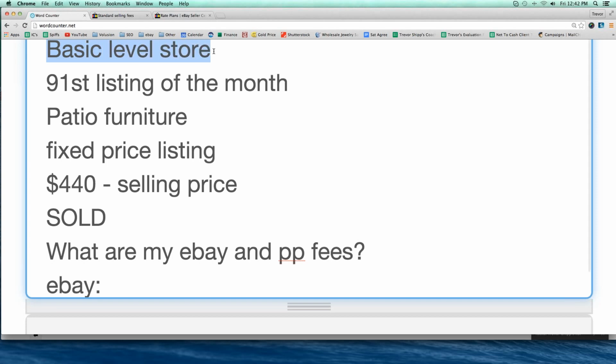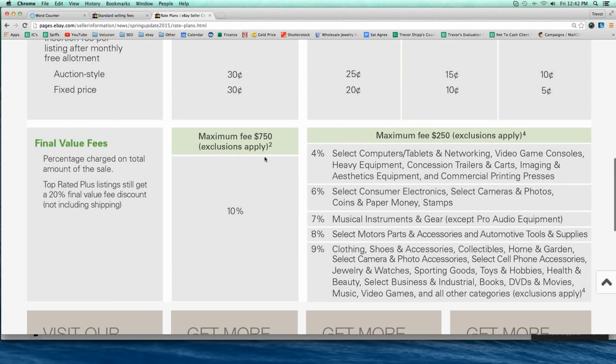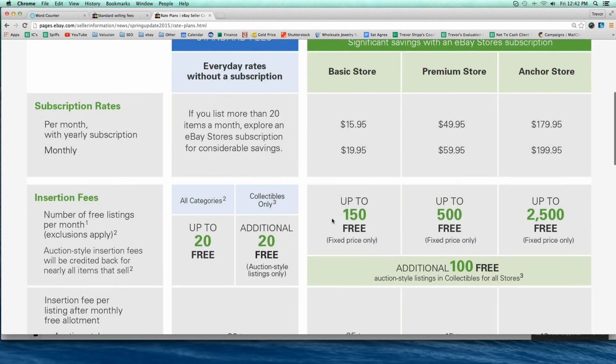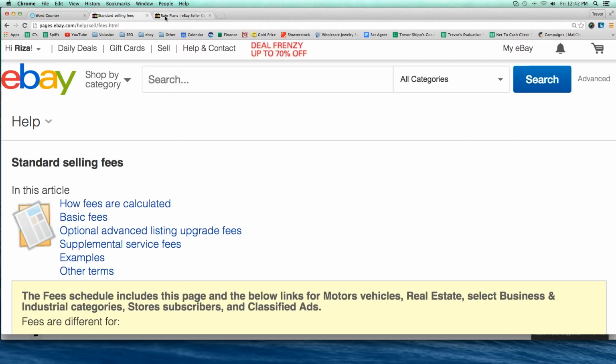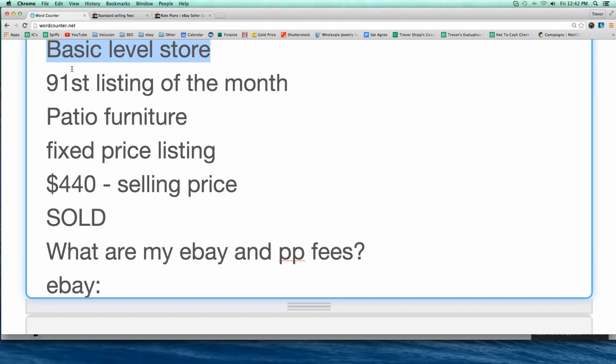All right, guys. So let's do eBay first. So if it's a basic level store, that does impact us, right? And it impacts us in a couple of ways. You have more free listings every month. Of course, we would have paid $20 a month for the store. It's just a fixed fee, but we'd have more free listings. And let's go back to this diagram real quick. If we have a basic level store, we get up to 150 listings for free that are fixed price, okay? Our assumption was this was a fixed price item, so there was no insertion fee on this. So the only fee that we had on this, because we sold it, was the final value fee.